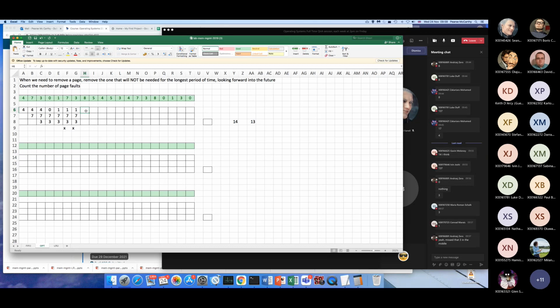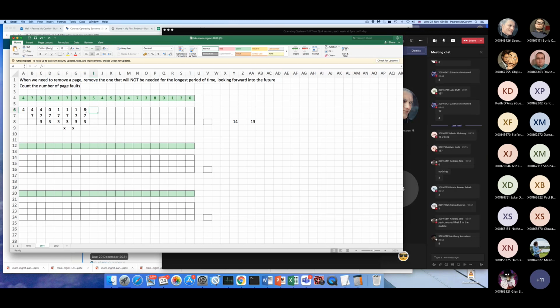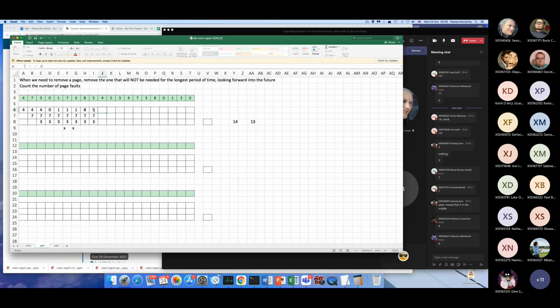So 8 instead of 1. So that's 8, 7, and 3. 5. Which one? 8, 7, and 3. Any ideas? 8, 7, and 3. 8, somebody says. Right, well, let's have a look. There's 3, there's 7, and there's 8. So yeah, it looks like it's 8 to me. So 5, 7, 3, 4.